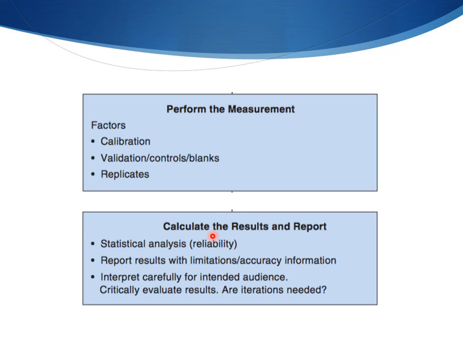Then we will calculate the results, and then we will make a report on it, which will include statistical analysis. And for the statistical analysis which we use, we must be sure which kind of statistical analysis is required by the method, and then we have to report results with limitations and accuracy information. An analyst cannot report a result as 0% or 100%.